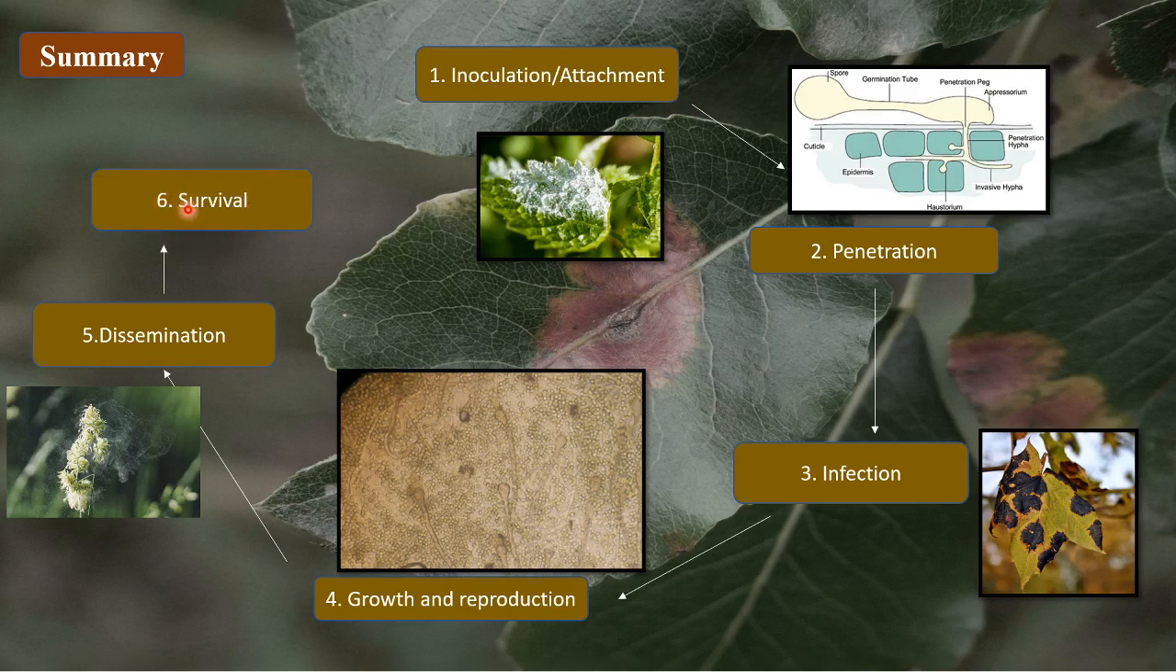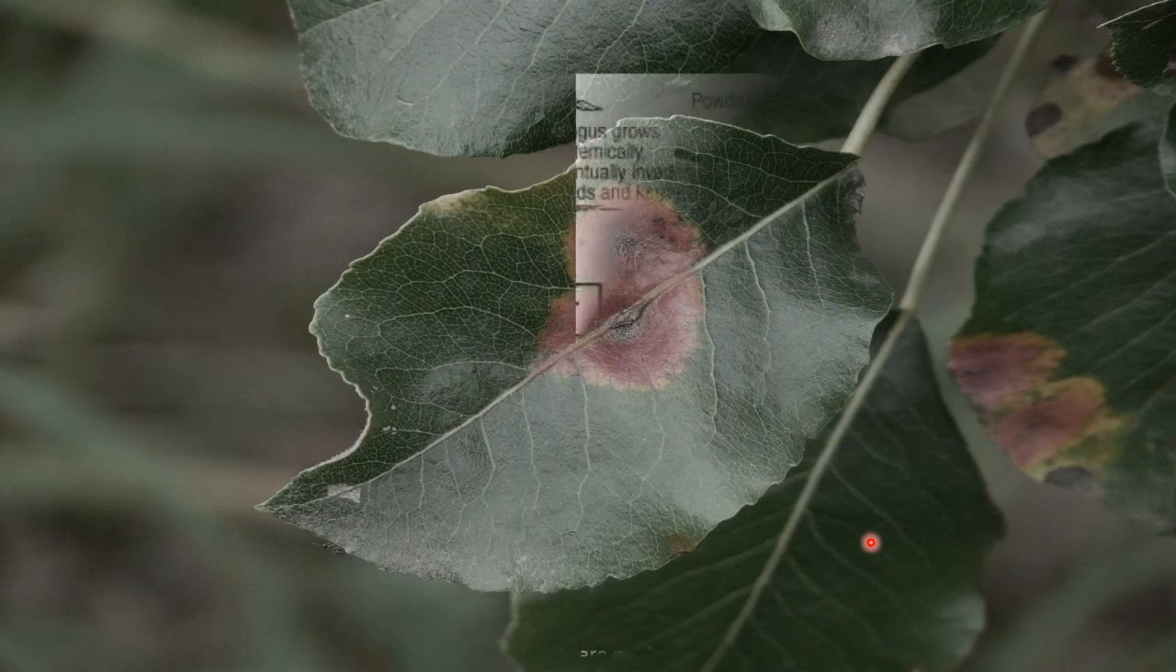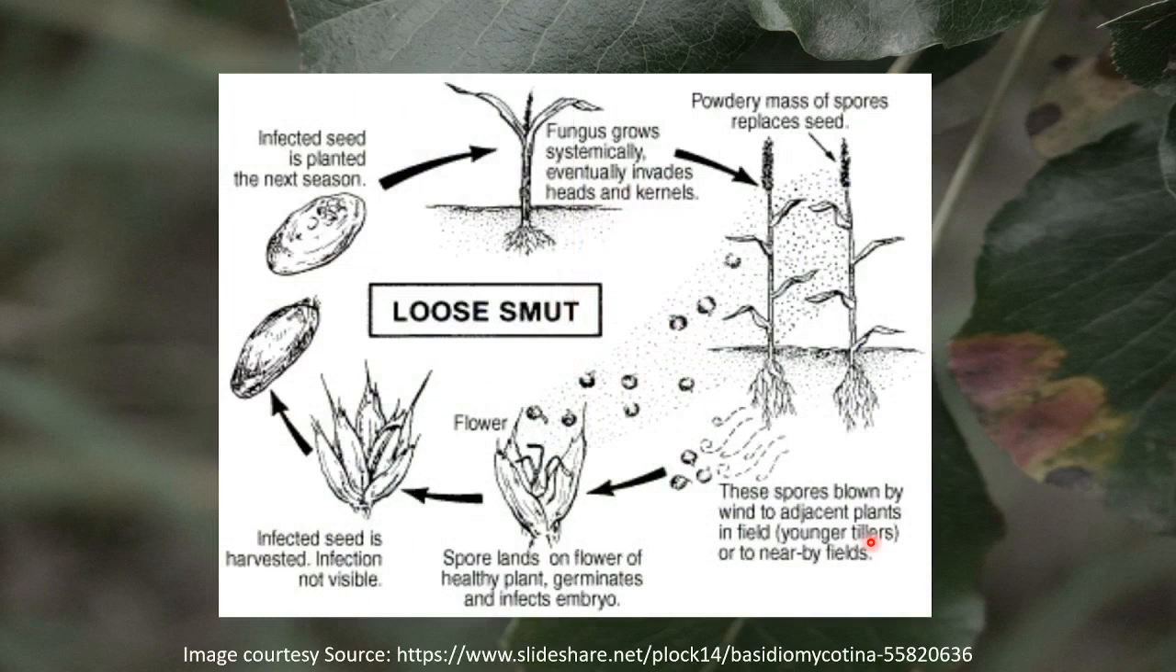After rest, this will again infect a new plant and cause infection. So like this, the disease cycle keeps on continuing. Now for your understanding, here I am taking an example of loose smut of wheat, which is caused by Ustilago, which is a fungus. Here I just want to make you understand how the disease cycle goes.